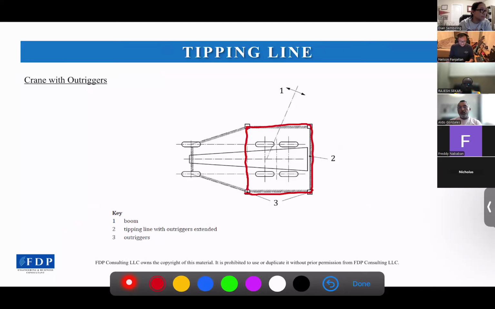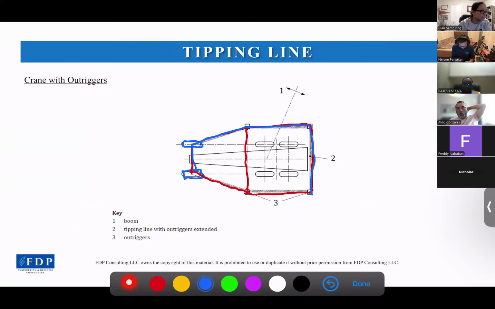Okay. And if the crane is working with the tire also, then we will have an additional tipping line to connect the tire point as well. So if we look at this picture, there is a tire in the system, then we have an additional tipping line here. So the tipping area is this.